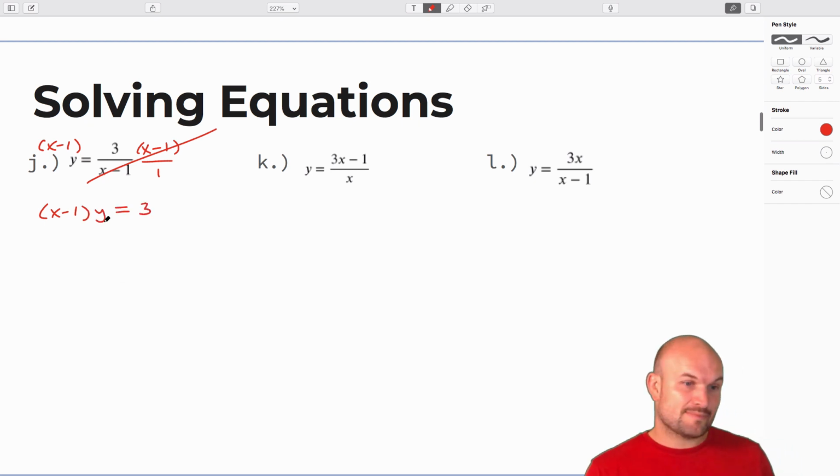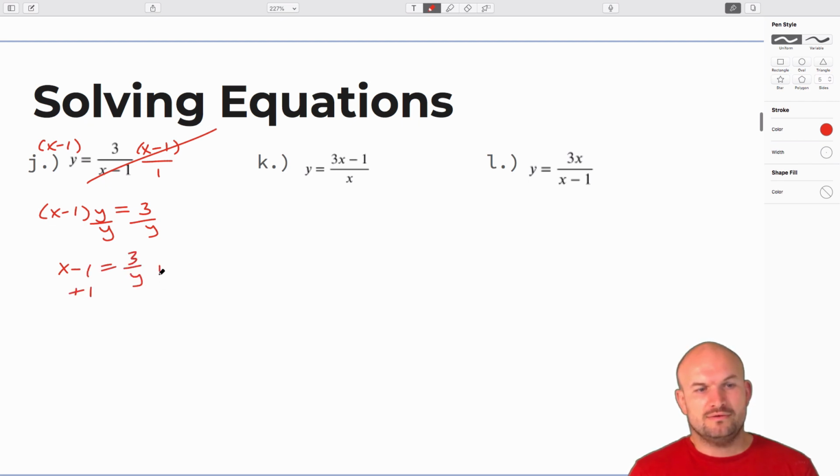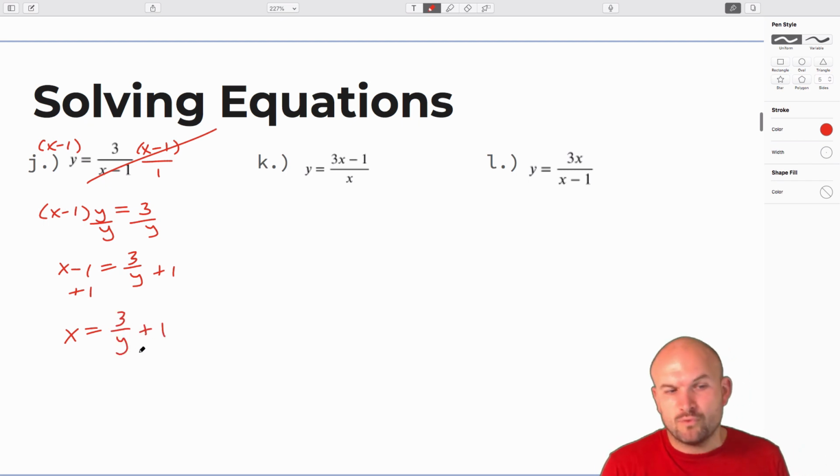Now, in this last example, we're trying to solve for x, right? We have parentheses, and it's being multiplied by y. In this case, if I want to undo these parentheses, I'm just going to divide by y. And then let's add a 1. So therefore, x equals 3 over y plus 1. It's okay that y is in the denominator. I'm not solving for y. I'm solving for x in this case.